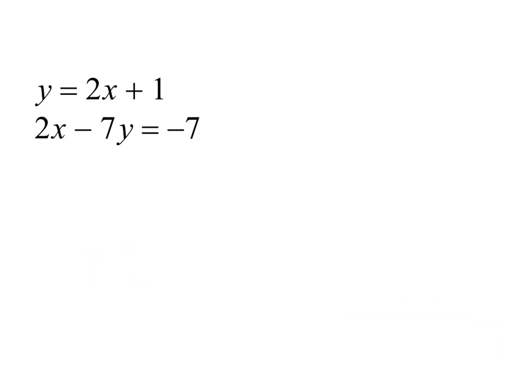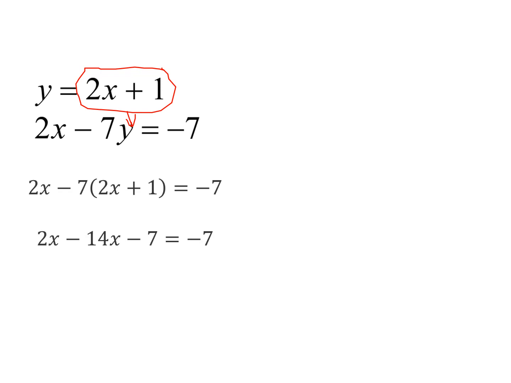So here I've got y is equal to 2x plus 1, and I've got 2x minus 7y equals 7. What I want to do is take this entire thing, and I'm going to put it in for y. Okay, I'm going to plug it in there. This means that I have to use parentheses because I will have to multiply that negative 7 to everything. So it's going to look something like this. I've got 2x minus 7, this first part stays the same, parentheses 2x plus 1, and then equals 7.